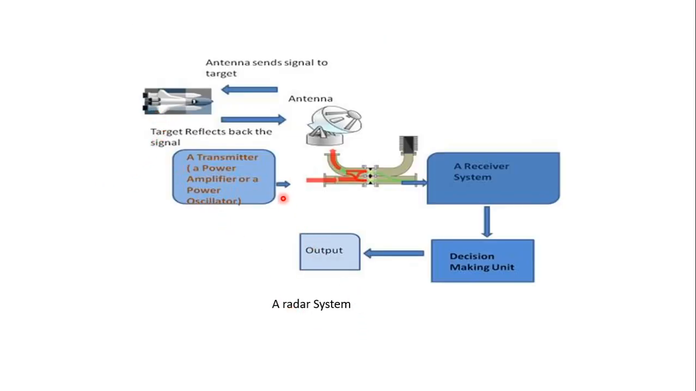Here is the radar system. The antenna sends signals to the target. The target reflects back the signals. Here is the transmitter, a power amplifier or power oscillator, and this is the receiver system. The receiver goes to the decision making unit, and this is the output. Is it clear? Is the idea clear?